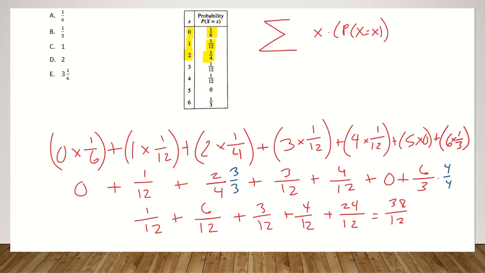Okay, so 38 twelfths, we can reduce that. Right, 38 and 12 are both divisible by 2. So that gives me 19/6. Okay, so 6 times 3 is 18. So this is 3, 18/6, and we have 1 left over. 3 and 1/6 is choice E. All right.